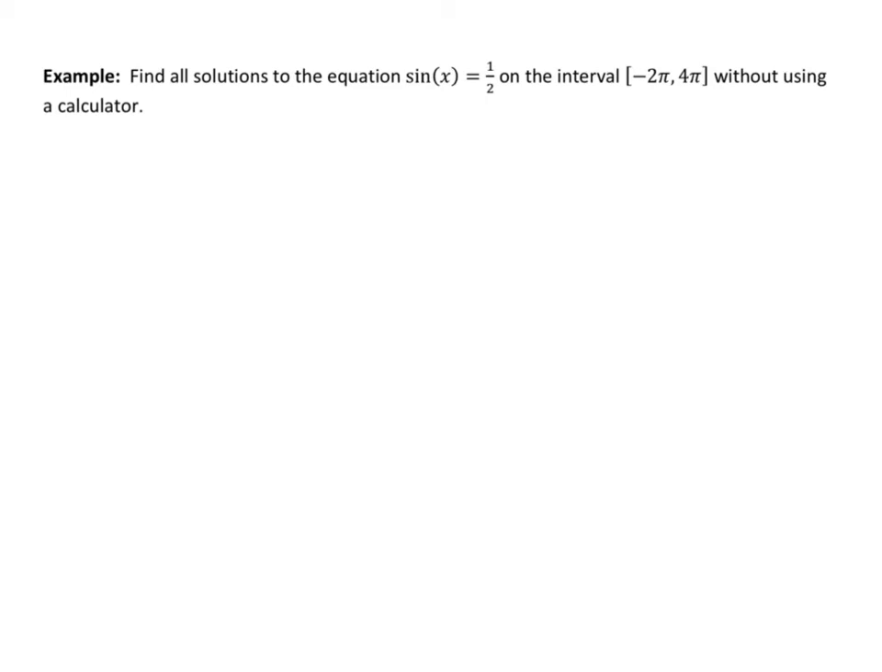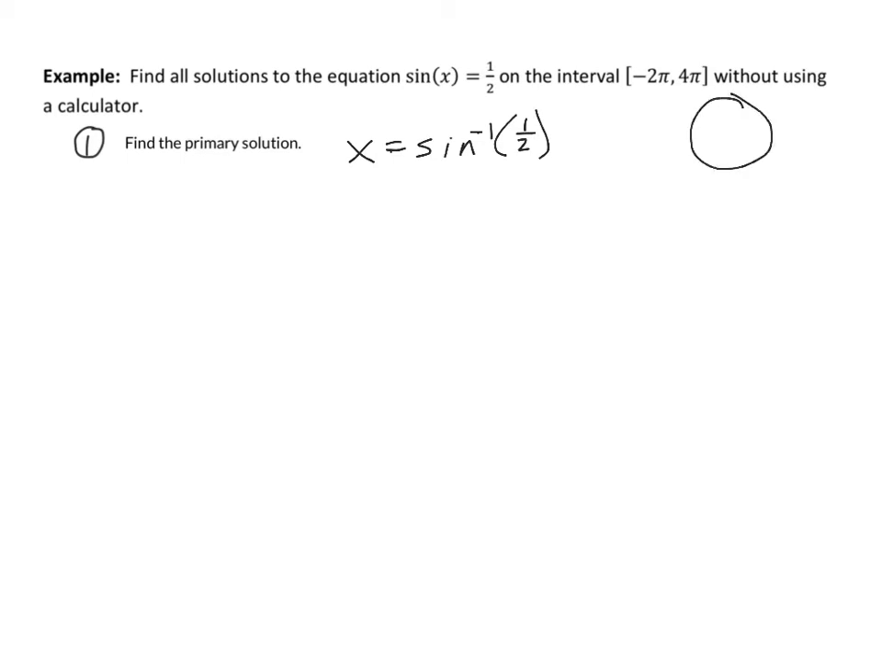So this question says, find all solutions to the equation sine x equals a half on the interval from negative 2 pi to 4 pi without using a calculator. Okay, so as we mentioned, the first step is to find the primary solution. To do that, we say that x is the inverse sine, or the arc sine, of 1/2. And for that, we think to ourselves, where on the unit circle do we find a sine, a y value, of a half?